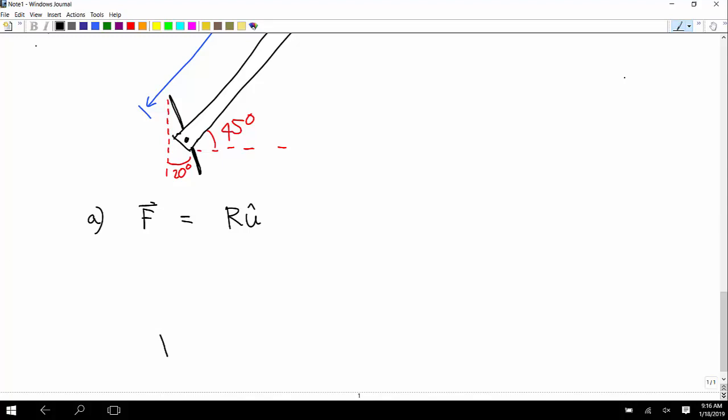So let me draw this. So there's the slot. And that vector is perpendicular to it, and that vector is perpendicular to it. We can choose either one of those because it doesn't specify. So I'm going to choose this one. Why not?